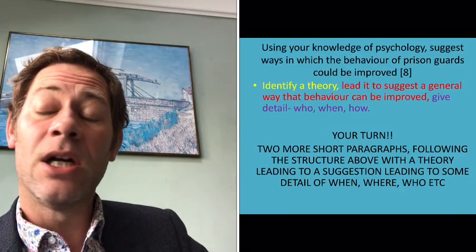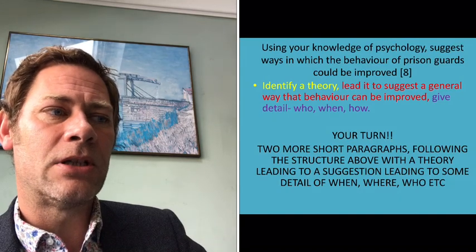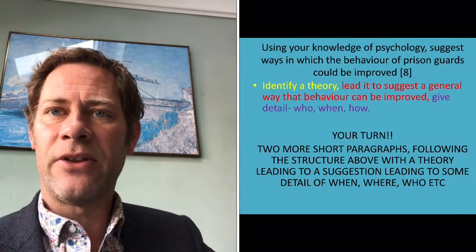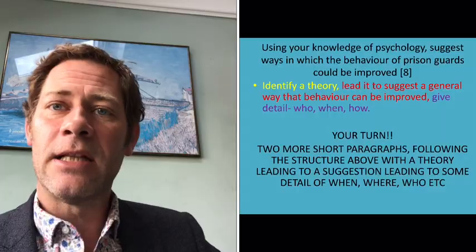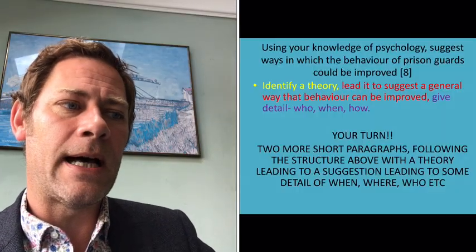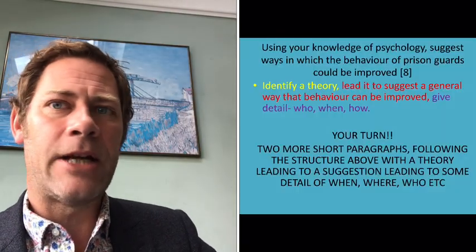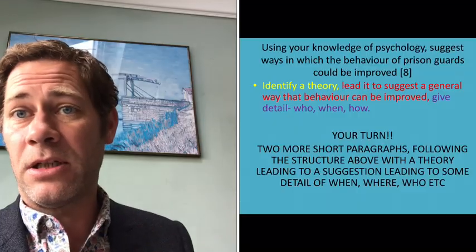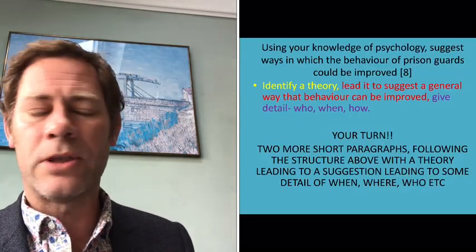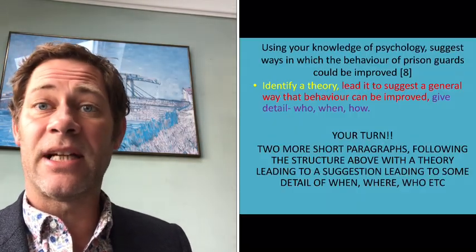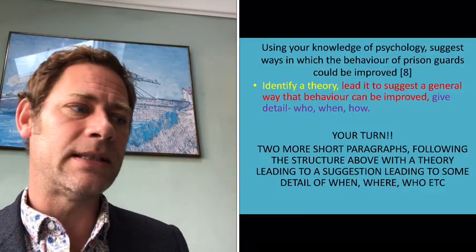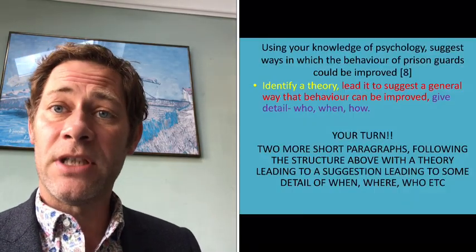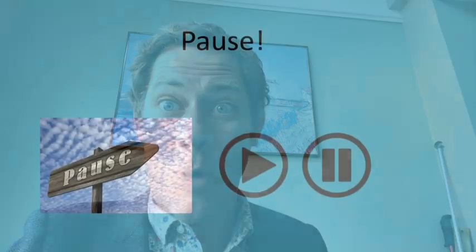So your turn. I want you to write 2 more short paragraphs following the structure. Identify a theory, go to a suggestion, and then some detail of who, where, how, etc. And the theories may be operant conditioning punishment, operant conditioning reward. It may be education and changing cognitions and thought processes, etc. Over to you. Talk about it amongst yourselves. Do your best. 2 paragraphs, and then we'll get to the end of it. Yeah, almost there.